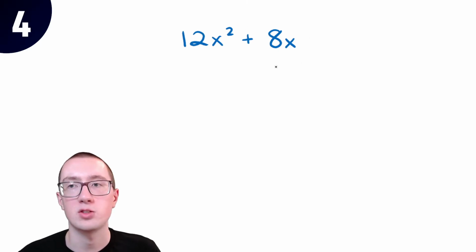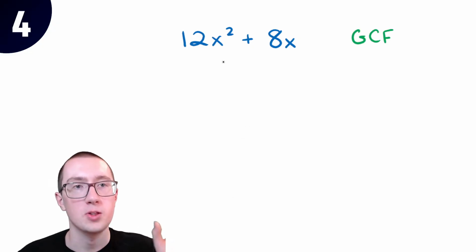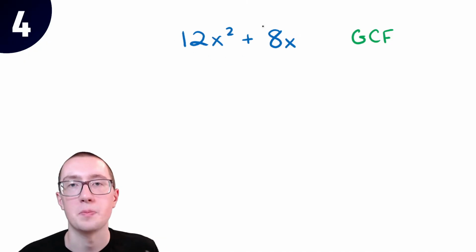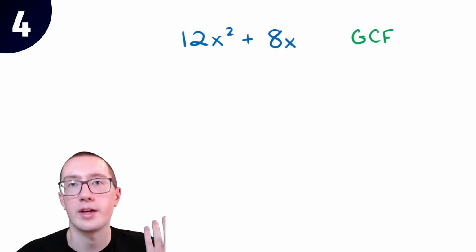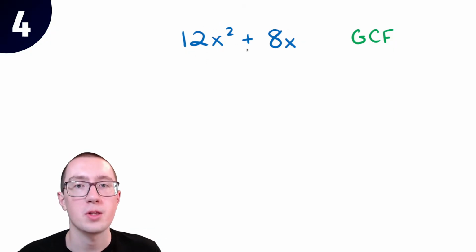Well, the easiest way to do this is going to be using the GCF, or the greatest common factor. Basically, we want to figure out what's the biggest number that we can pull out of both of these. What's the biggest number that we could divide out from both of these? It's kind of like simplifying fractions. So let's look at the numbers first, then let's look at the letters.